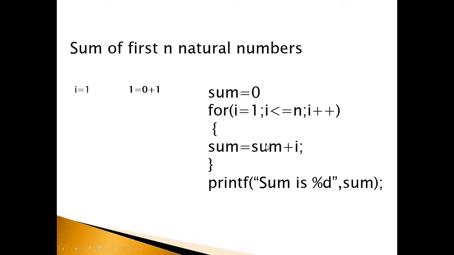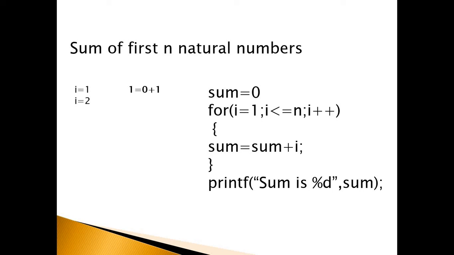Initially, sum is initialized to 0. The initial value of i is 1. So 0 + 1 is 1, which is stored back into sum, so that this sum can be added to the next number. So we have the expression sum = sum + i. After executing this expression, what does the program do? It increments the value of i by 1. i becomes 2.